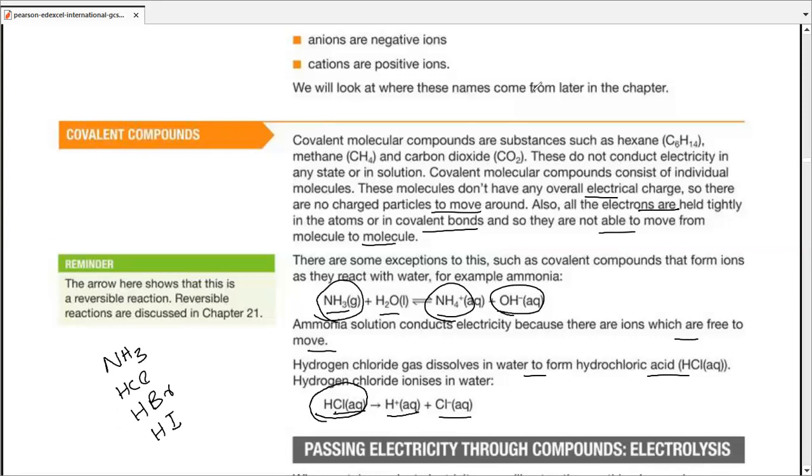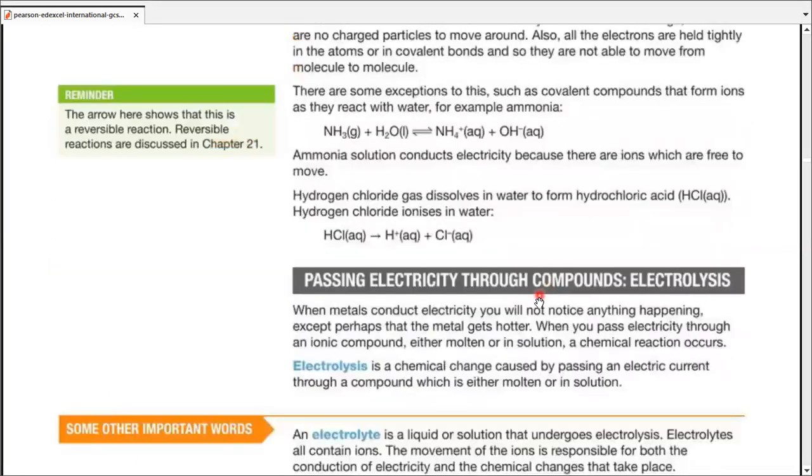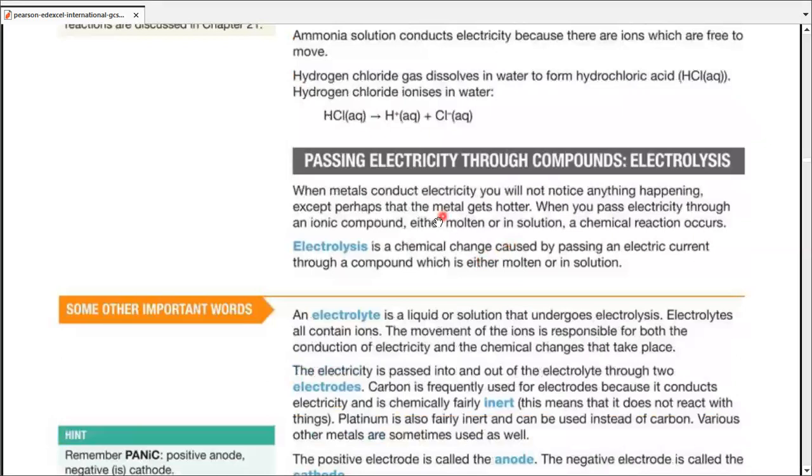All right? Make sense? Yes. Okay, good. So, passing electricity through compounds. When we pass electricity through metals, we don't notice anything. Maybe the metal gets a little hotter with a higher voltage, but that's about it.